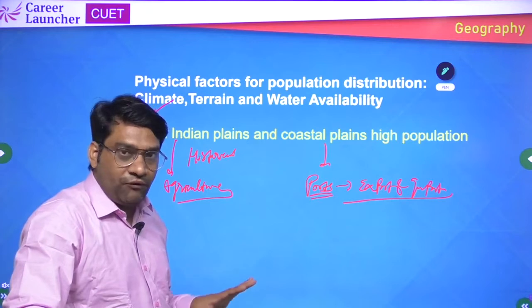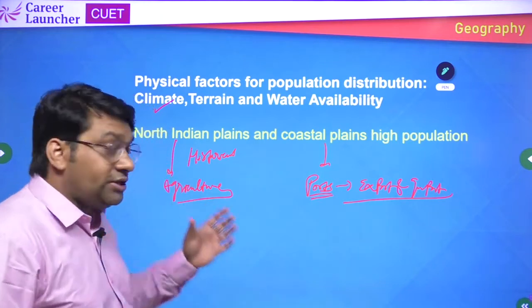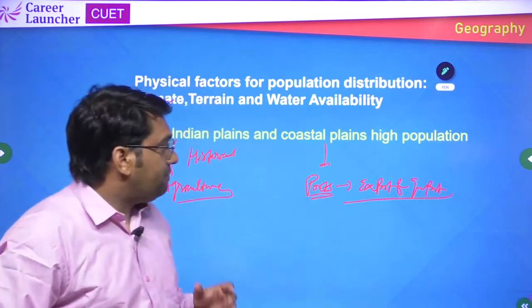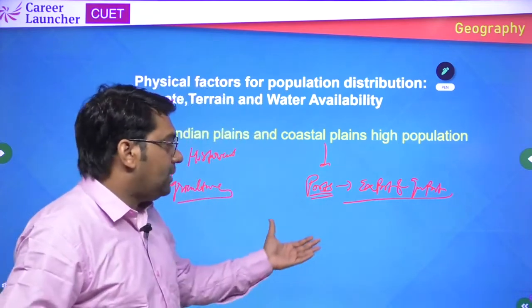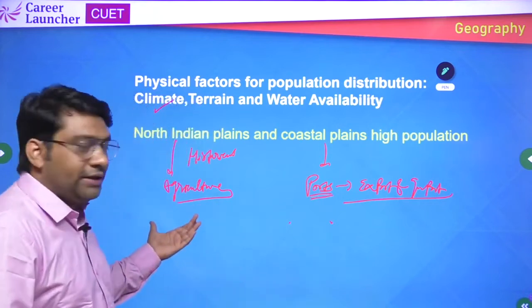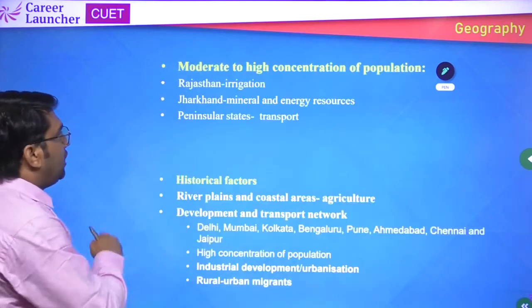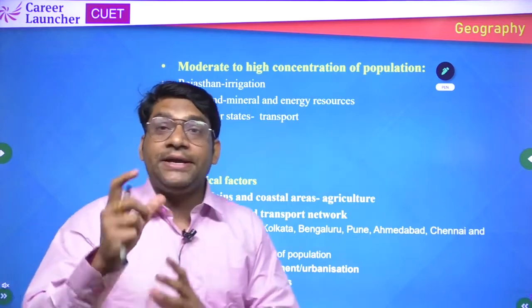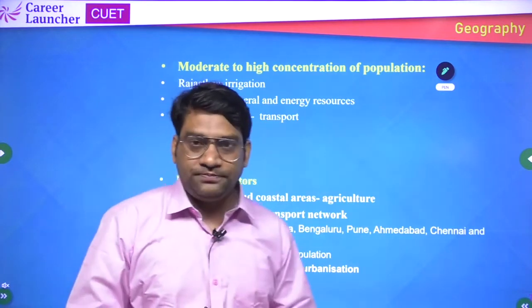So if they ask a question in the exam, why do the North Indian plain and coastal plains have high population, then what is the reason behind this? So the reason is the availability of ports, transport facility, historical factor and agriculture. Okay. Now some of the states with moderate to high concentration of population.